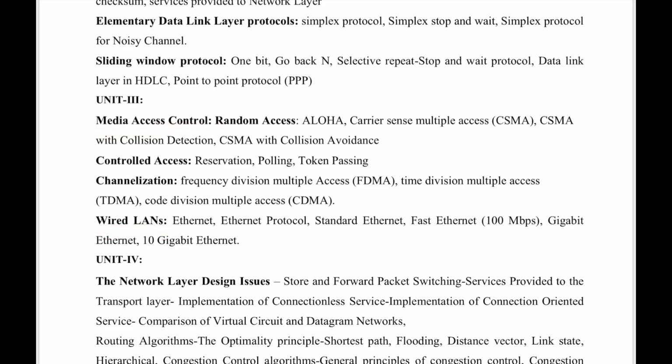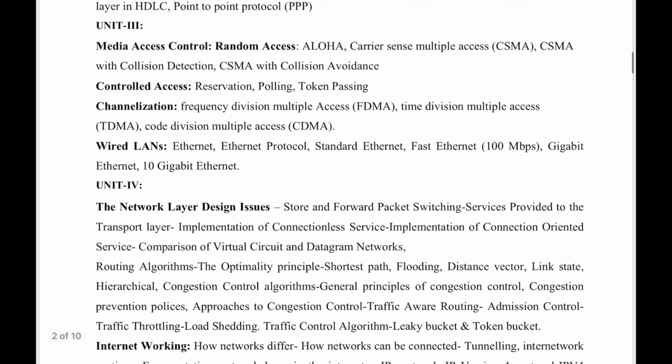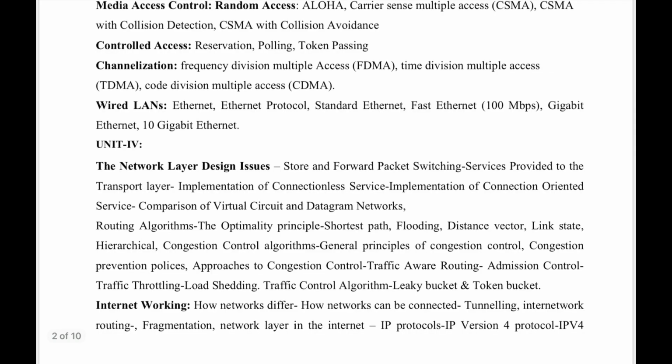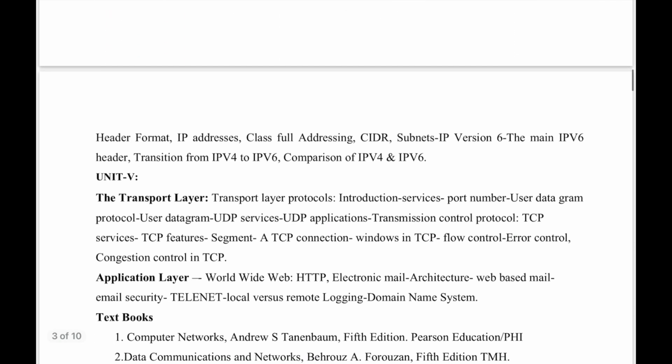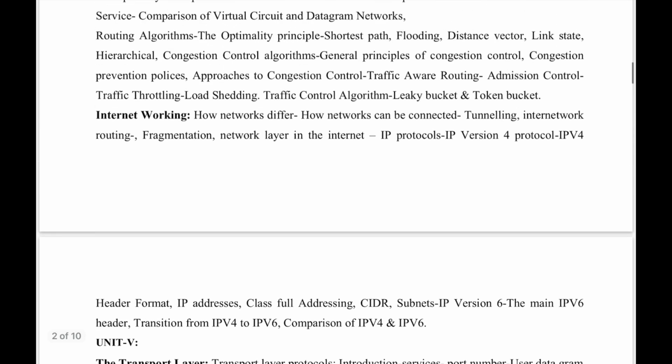And coming to the next unit, that is the unit 4, we're going to study the network layer and internet protocols. What are the different protocols we're going to study in this unit 4? And in unit 5, transport layer and application layer. These two layers are going to be studied in the unit 5. Okay, let us try to have an overview of each unit.